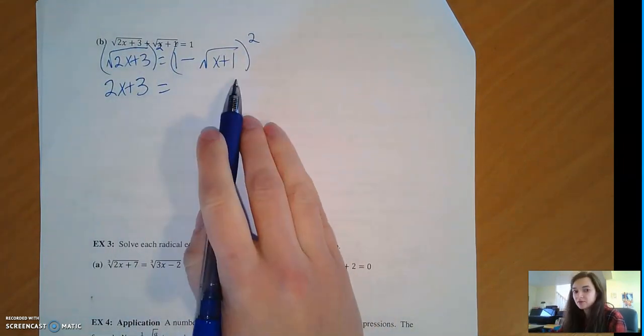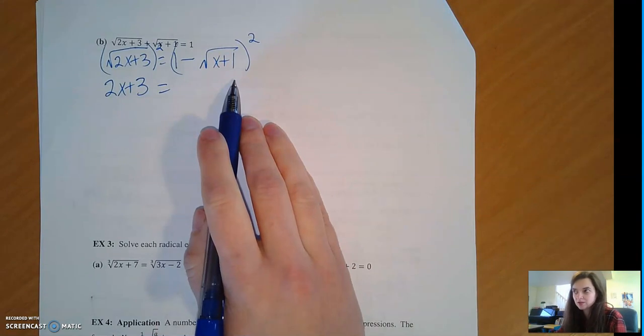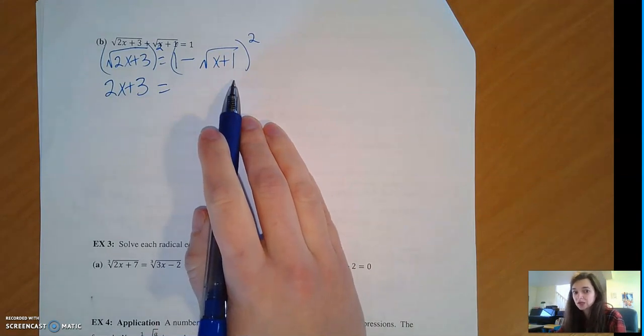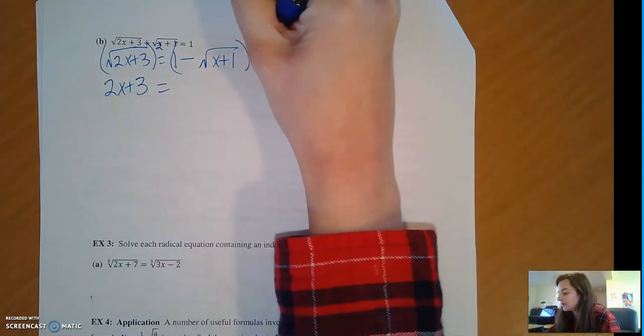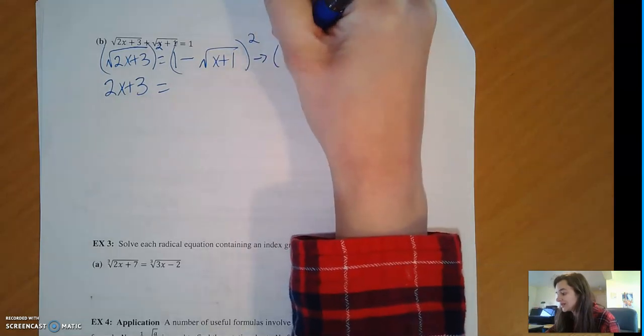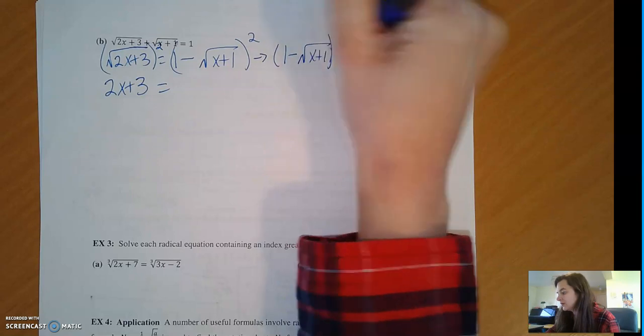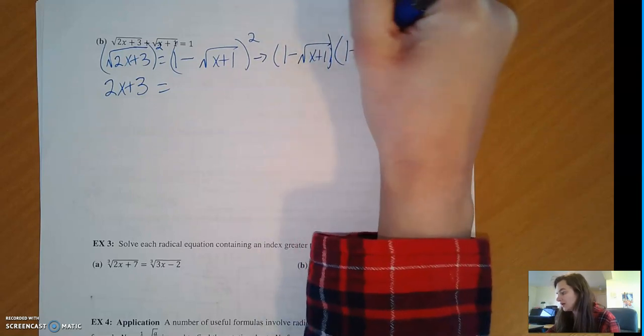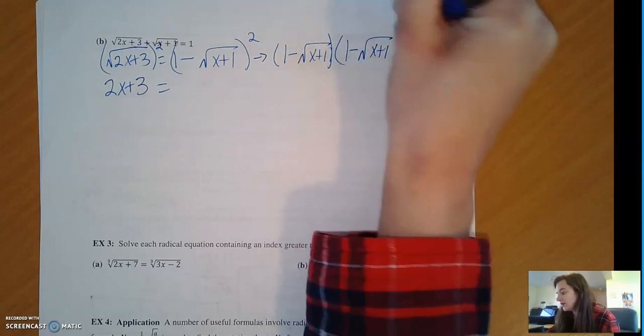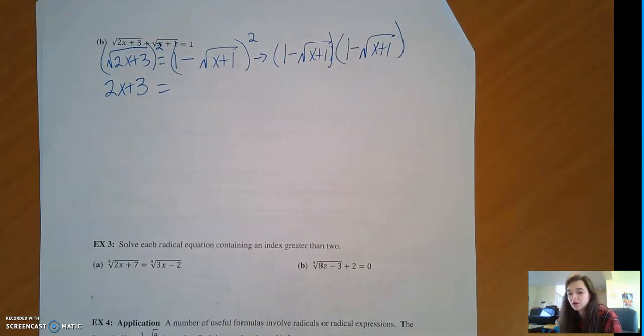Now, on the right side, when you square it, you have to actually square it. And what I mean by that is this is actually 1 minus the square root of x plus 1 times 1 minus the square root of x plus 1, and we're going to need to distribute. I know that's more work, but it's mathematically what's actually happening. So we need to do things right.